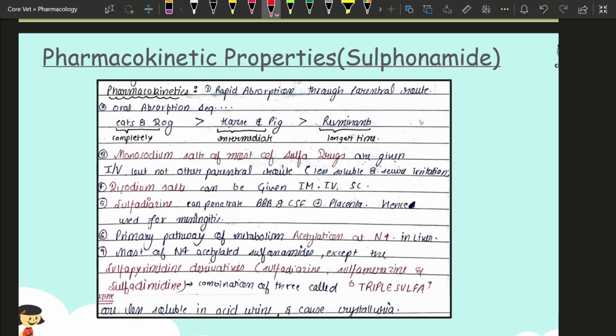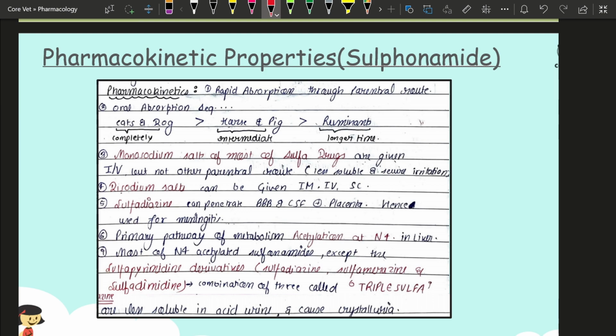Why are we going to prefer the parenteral route? Because if you are giving any drug to the ruminants, it is going to get diluted in the rumen itself, because there is microflora in the rumen which may degrade that particular drug that you are giving orally. That's why most of the time we do not prefer to give oral drugs to the ruminants, because it will lead to the degradation of the drug in the rumen due to the presence of the microflora.